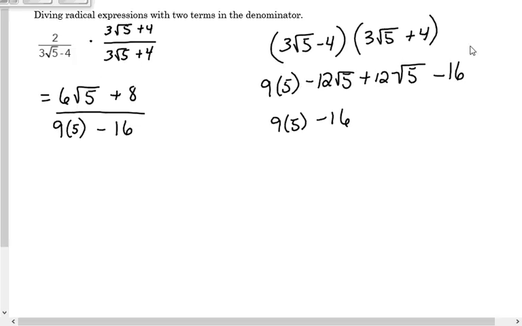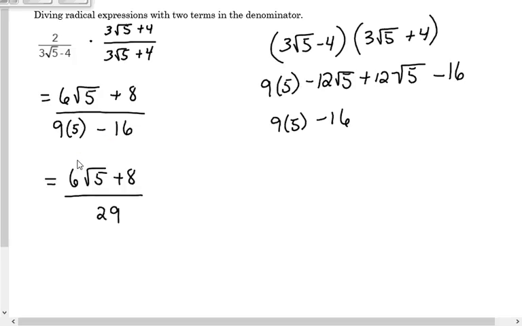So again, we've got a situation where we need to FOIL. Multiply this first term by this first term, and it's going to end up being 9 multiplied by the square root of 25. Square root of 25 is 5. So we end up with 9 multiplied by 5. Then negative 4 multiplied by 3 root 5 would give us negative 12 root 5, and positive 4 multiplied by 3 root 5 would give us positive 12 root 5. Multiply negative 4 and positive 4 to get negative 16. So that's how we came up with the 9 multiplied by 5 minus 16 in the denominator.